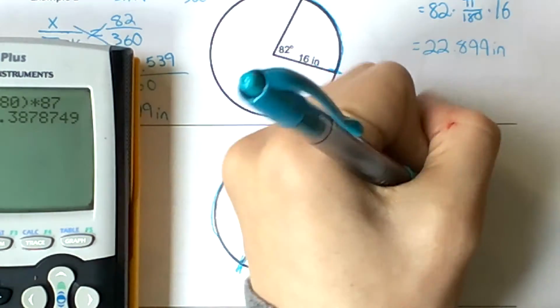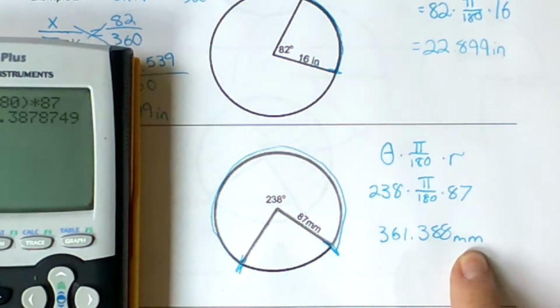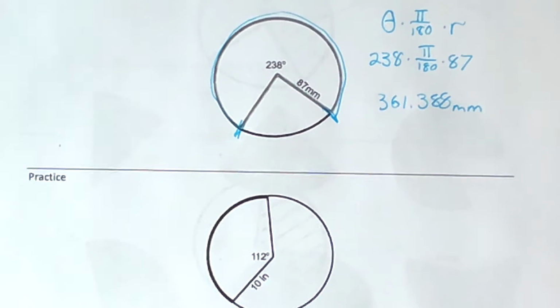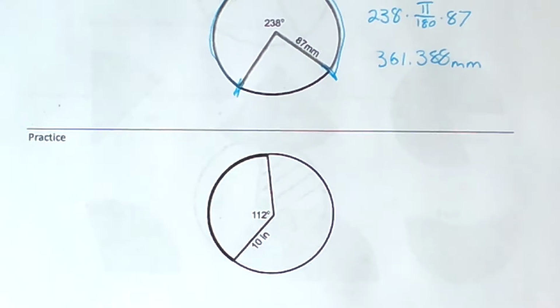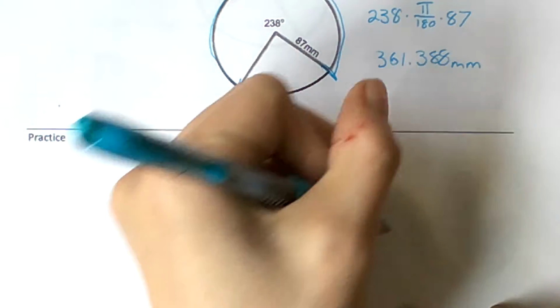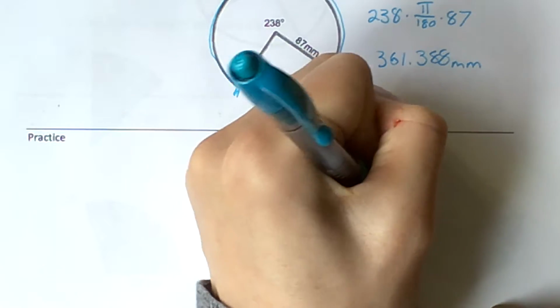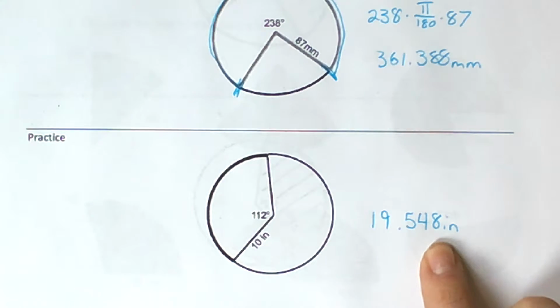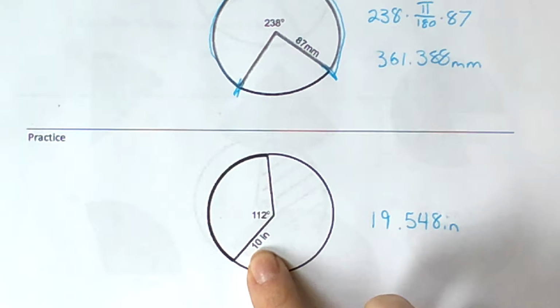And this is in millimeters, so make sure you add your millimeters on the end of that. Okay, so go ahead and pause the video and complete the practice. Okay, so on this practice, make sure that you got about 19.548, and don't forget your inches on this one.